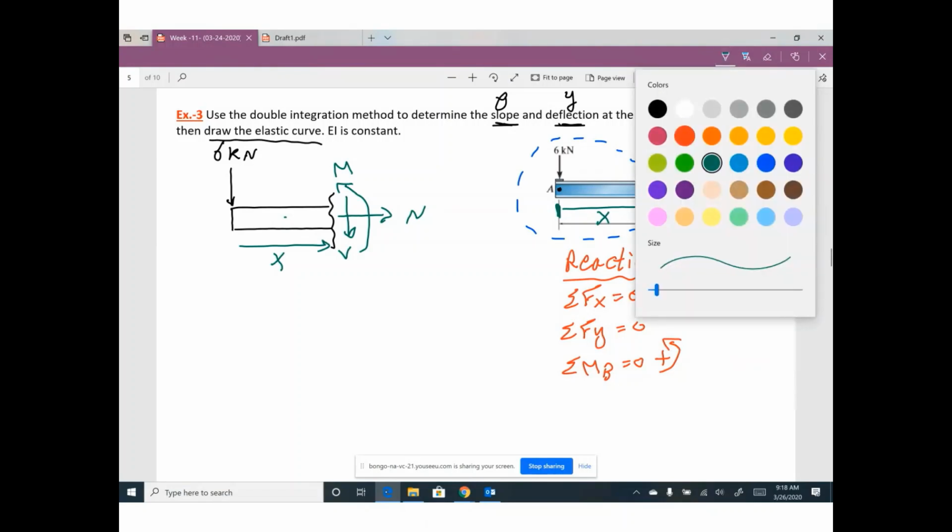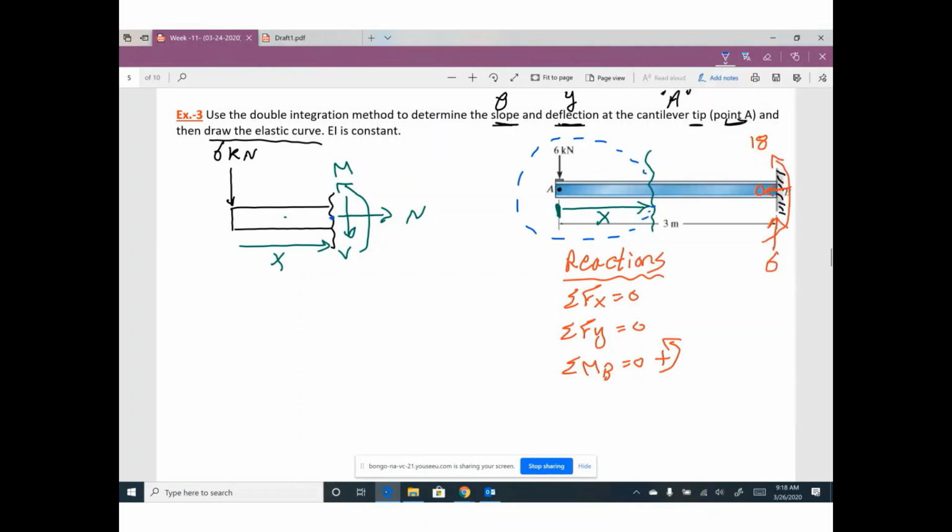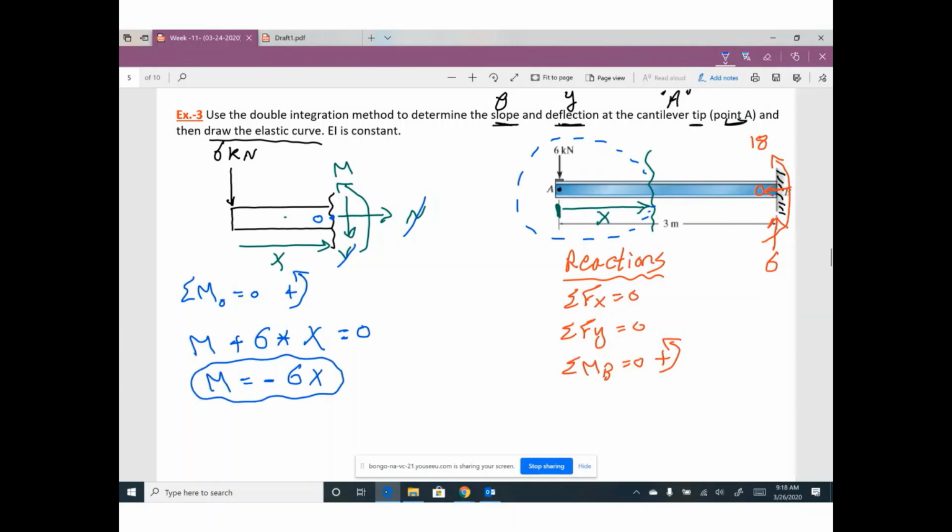Then I can say summation of moment at this cut O equals 0, and assume this direction is positive. If you take moment at this cut O, I can cancel normal and shear, but I still have moment. And we have positive, the same direction also, 6 times distance x. I believe we don't have anything else. Equals 0. Put your moment on one side and everything on the other side, so your final moment equals negative 6x. That's it.